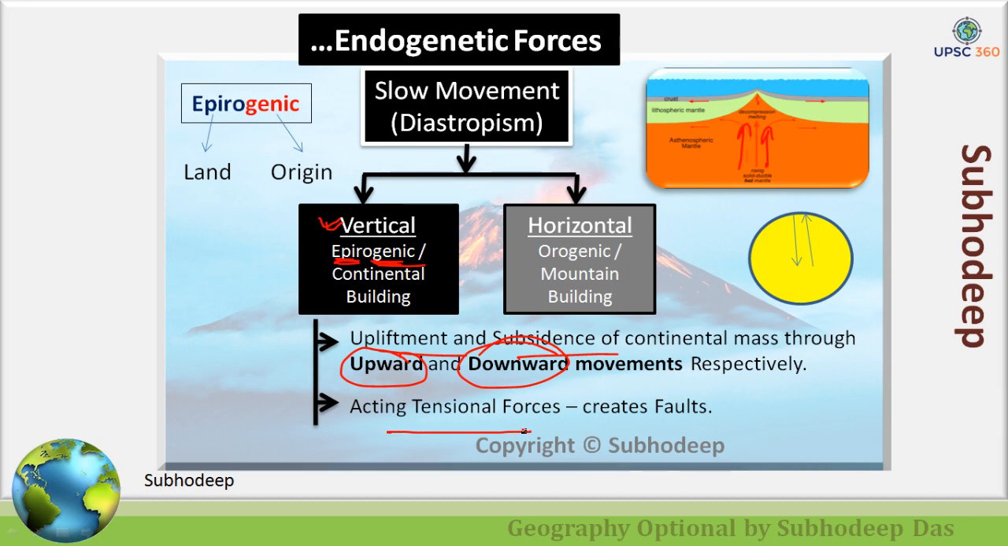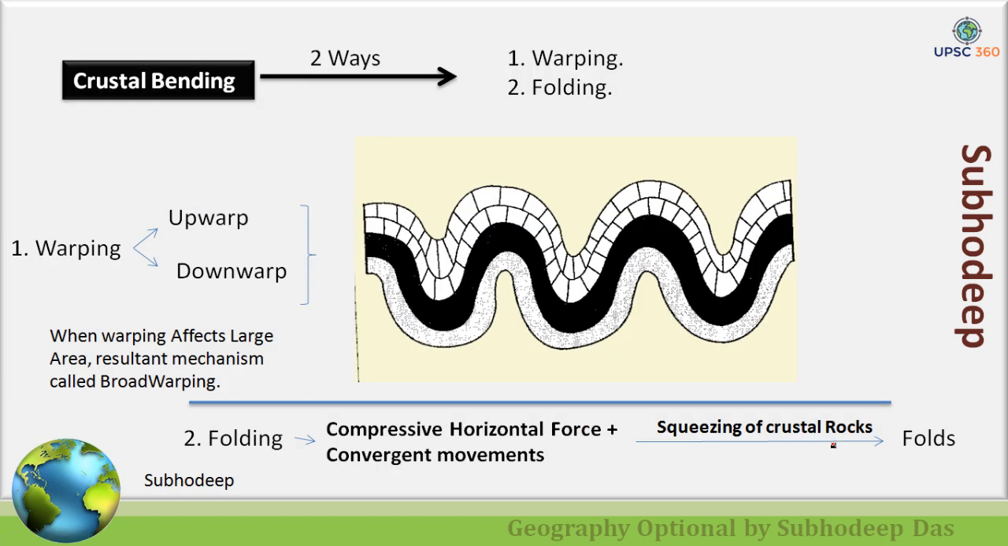Also there are tensional forces acting which also result in the formation of faults in this region, right? See, these faults are further happening due to, of course, the horizontal forces, but again, both the forces are acting simultaneously, I would say, right? So it results in the formation of crustal bending. See, basically crustal bendings are also of two ways. First is warping, second is folding. Warping means, see, warping is basically when the folding is happening on a large area, right? Then that is called warping.